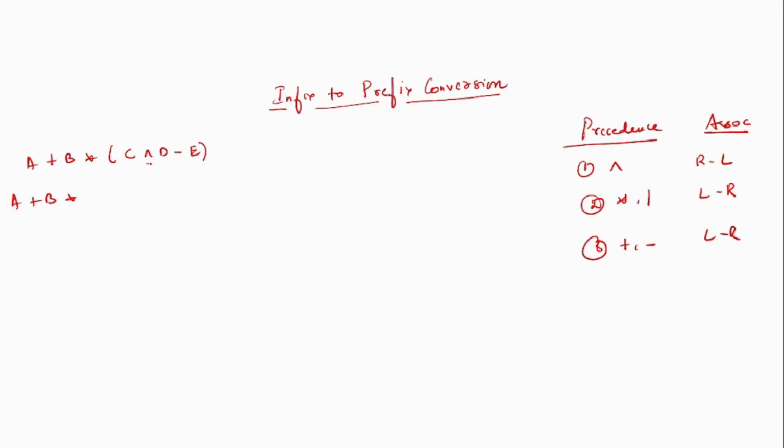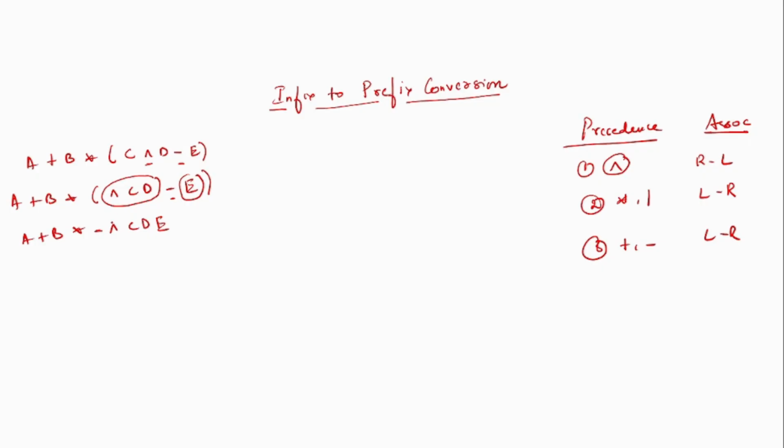In the parenthesis I have exponential and minus here, right? So exponential has greater precedence than minus, therefore I'll say here exponential CD minus E, right? Now again I need to solve this parenthesis, where this becomes our operand 1 and this becomes operand 2 and this becomes our operator. So for prefix I will say star minus exponential CD E, correct?